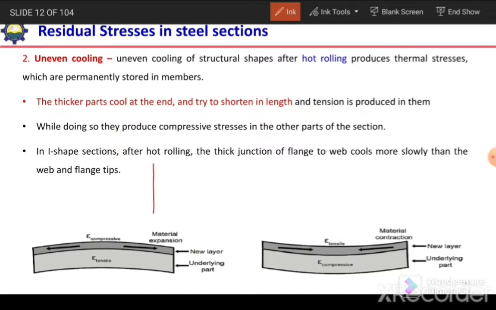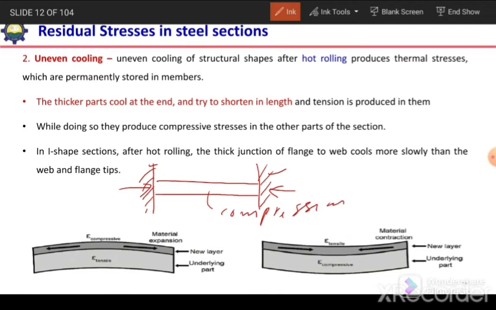For example, we have a rod fixed between two supports, and if the temperature of this rod increases, it will try to expand. When it tries to expand, it applies force on these supports, and as a result the supports apply a reactive force on the rod. As a result, this rod will undergo compressive stresses. So the expansion of this rod will cause compression in it.